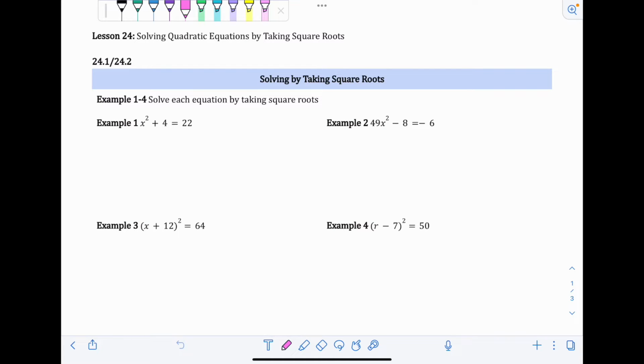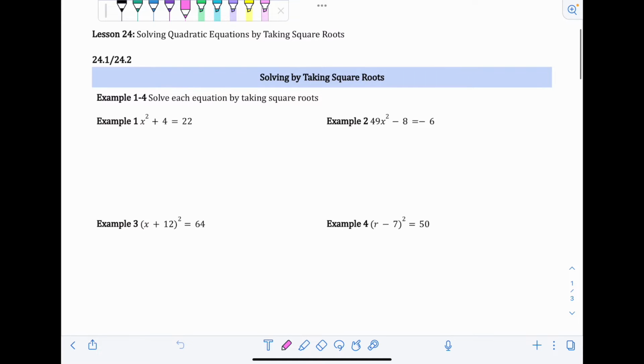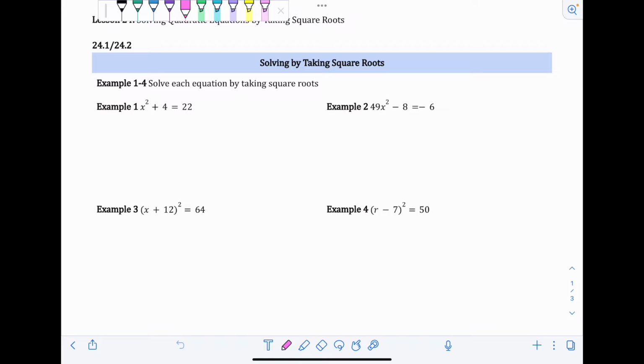S1L24 is solving quadratic equations by taking square roots, and then towards the end of the lesson we also get into something called completing the square, which is just kind of like a specific case of solving by square roots, or kind of like a more advanced version. So 24.1 and 24.2 we're just going to combine into the same section.